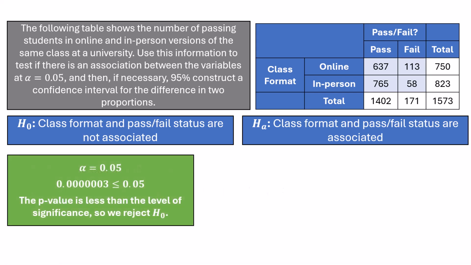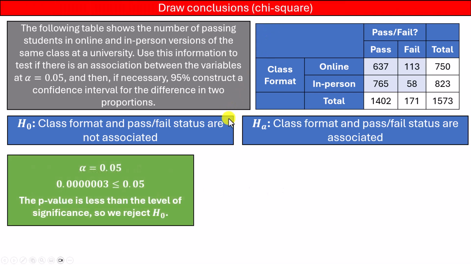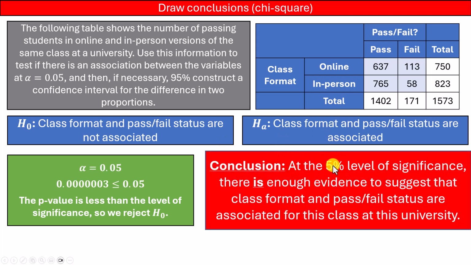Okay, so then we can go ahead and we can draw our conclusions for the chi-square test. And there's a template for conclusions for hypothesis tests. It's at the alpha % level of significance. In this case, it's 5%. There is enough evidence. Remember, you say "is" when you reject the null hypothesis, or you say "is not" when you fail to reject. In this case, we did reject, so we say there is enough evidence to suggest that class format and pass-fail status are associated for this class at this university, right? So this is just restating our alternative hypothesis, right? So all that, last 5 minutes or whatever, all that stuff should have been review based on the previous video.